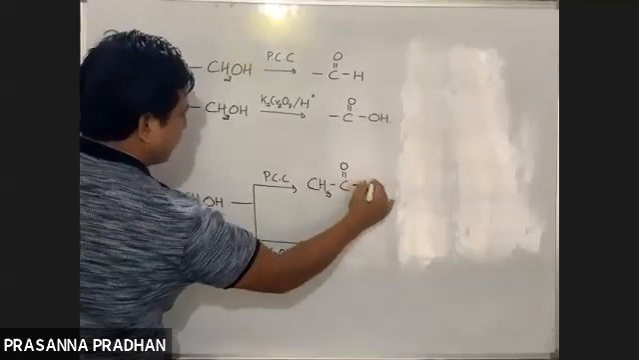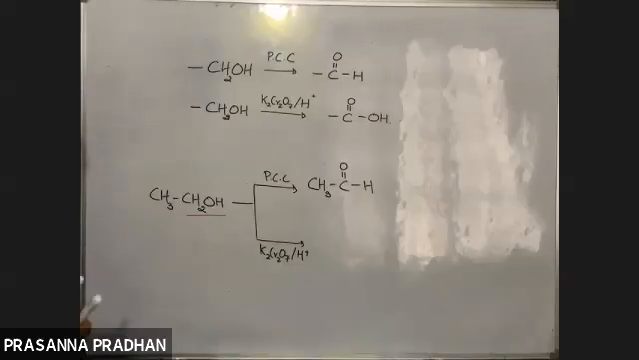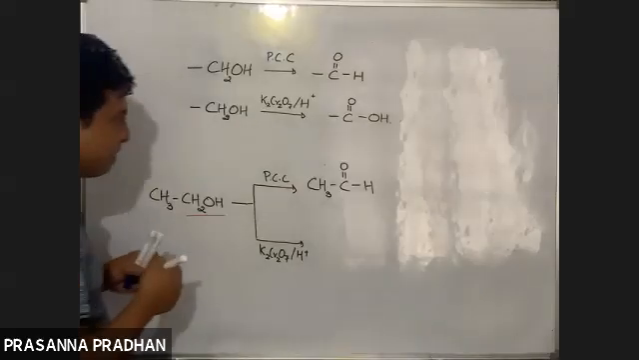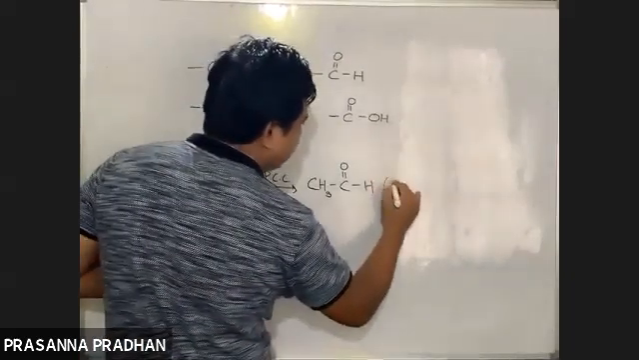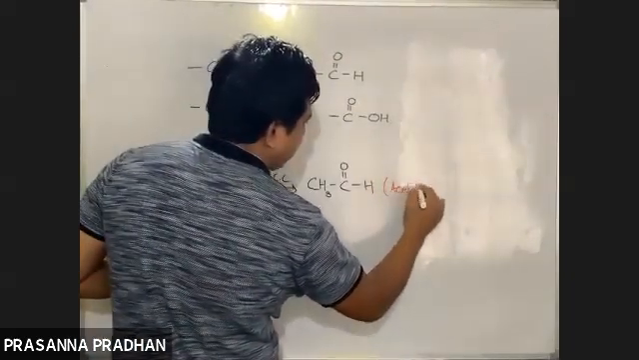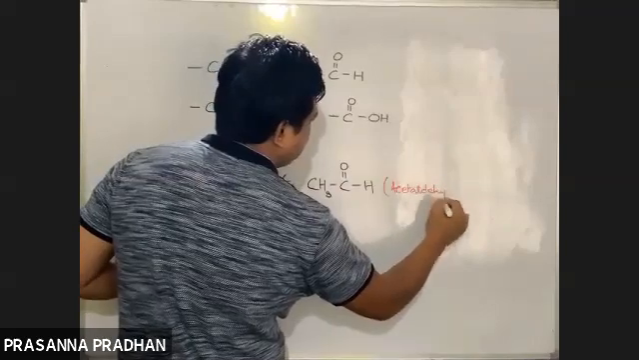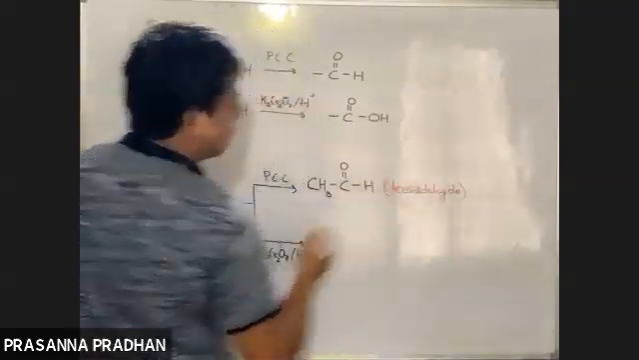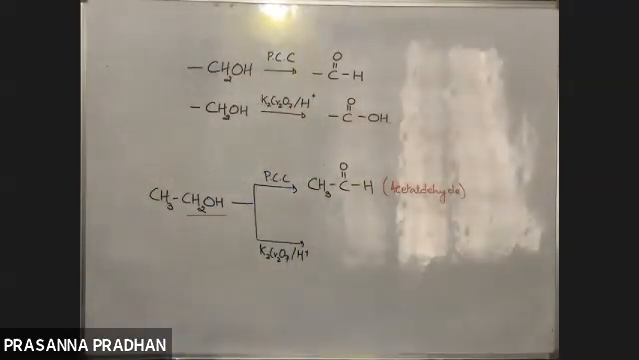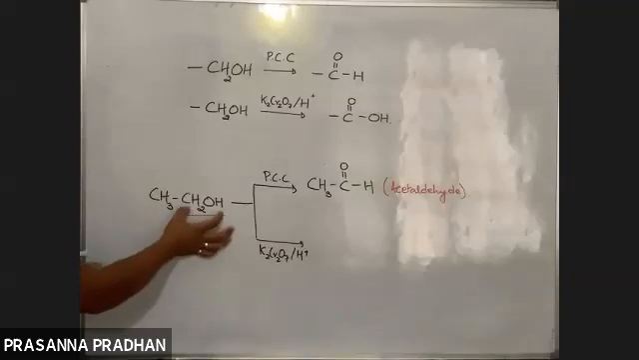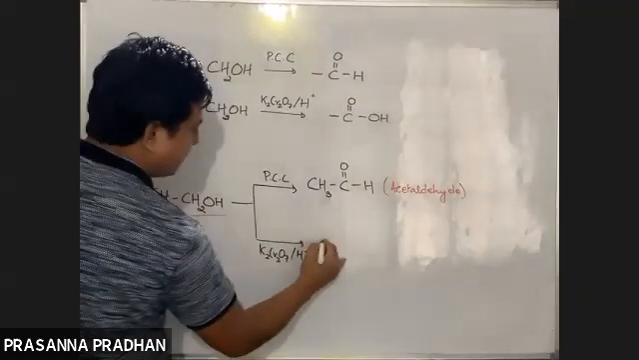What is the name of this aldehyde? Ethanal. The common name is acetaldehyde. Now it's high time we remember the common names. With IUPAC there are no issues, you'll be able to do it. Now with a strong oxidizing agent, what will happen? 1 degree alcohol, in the presence of a strong oxidizing agent, the CH2OH group gets oxidized, what will be formed?